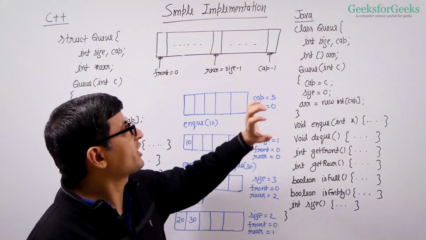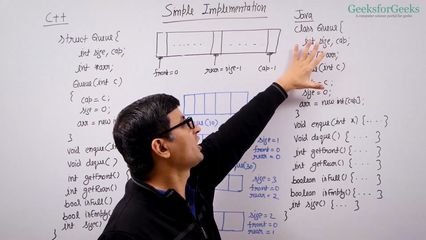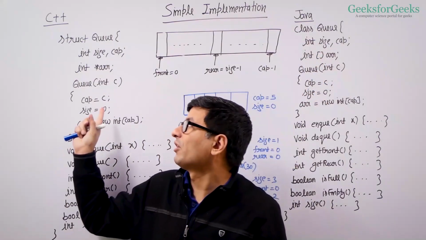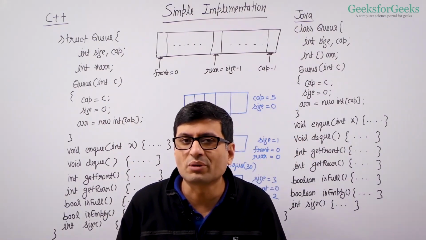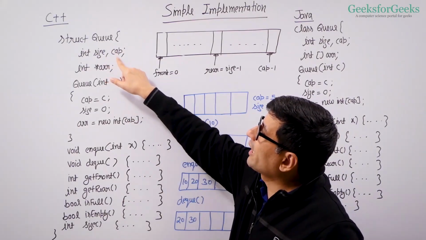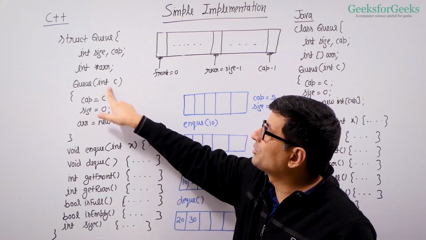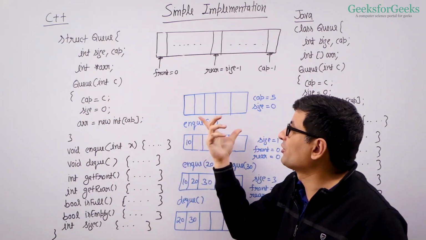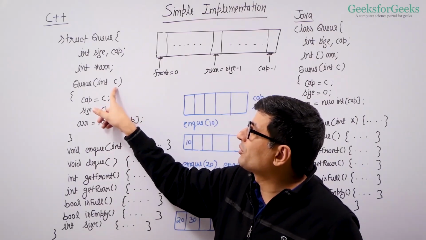So these are the structures that we are going to follow in Q. This is the class in Java and this is the structure for Q in C++. We need to follow these structures in this simple implementation. And we are going to have size and capacity. Size is current size. Capacity is provided by the user that defines how many elements are going to be there in the array. What is the size of array? We pass it as a parameter to the constructor.